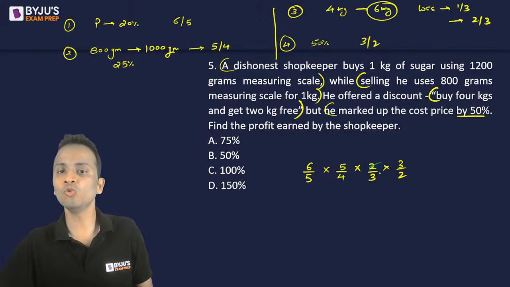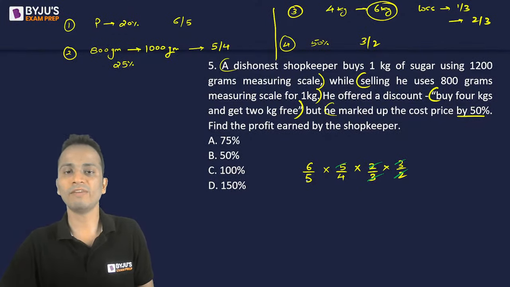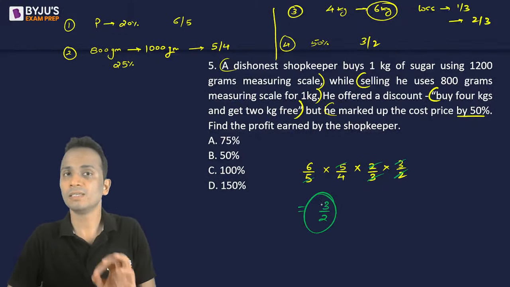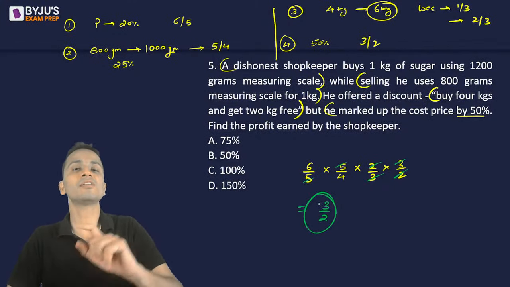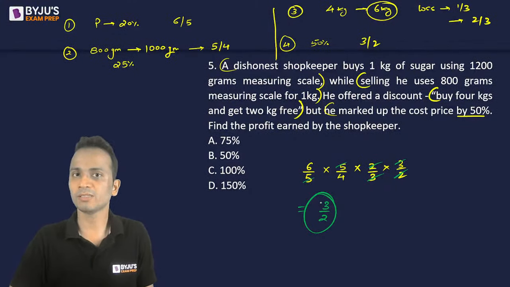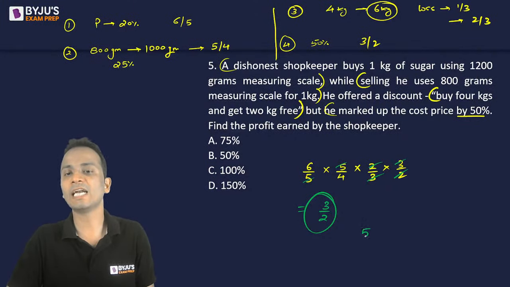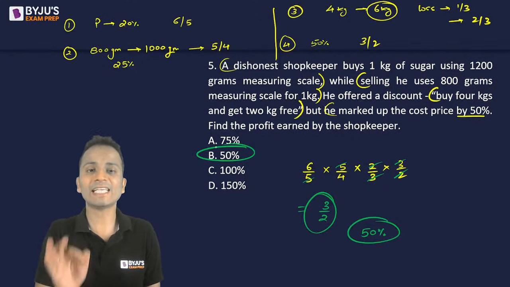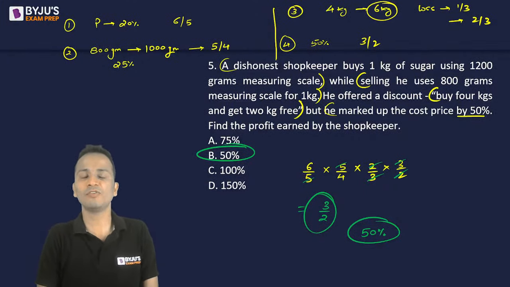So 2 by 3, 2 by 3 will get cancelled. 2 by 3 and 3 by 2, 5 will get cancelled. 6 upon 4 is 3 upon 2. So the net effect is 3 by 2. That means the selling price is 3 by 2 times the cost price, and I can say that I'm having a profit of 50 percentage. So the correct answer for this question will be option B, that is 50 percentage.